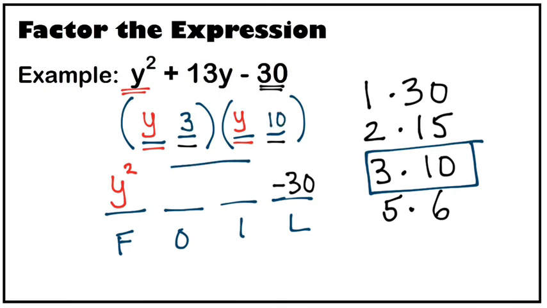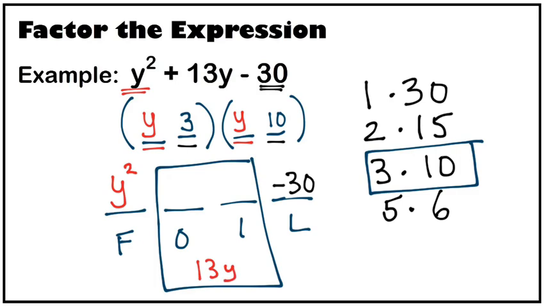So I'm going to go ahead and put a 3 here and a 10 here. But when we check our outers and our inners, we need our outers and our inners to add up to positive 13y. And so our outers are 10y and our inners are 3y. But we have a problem. We need it to multiply to negative 30. So the only way to multiply to negative 30 is if the 3 is a positive and the 10 is a negative, or if the 3 is a negative and the 10 is a positive.